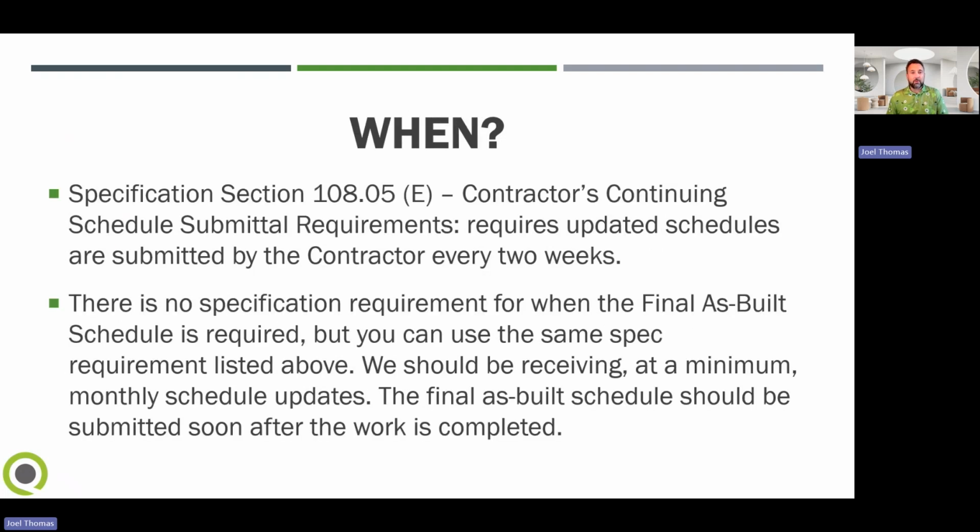Specification Section 10805E, contractors' continuing schedule submittal requirements, requires updated schedules to be submitted by the contractor every 2 weeks. There's no specification required for when the final as-built schedule is required, but you can use the same spec requirement listed above. We should be receiving at a minimum monthly schedule updates, so the final as-built schedule should be submitted soon after the work is completed.